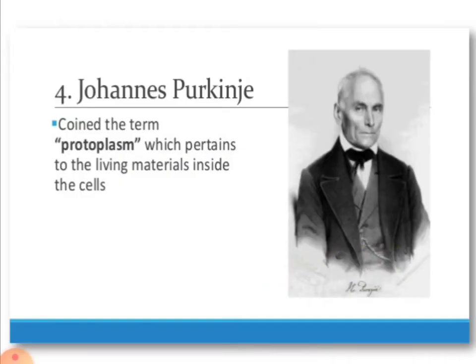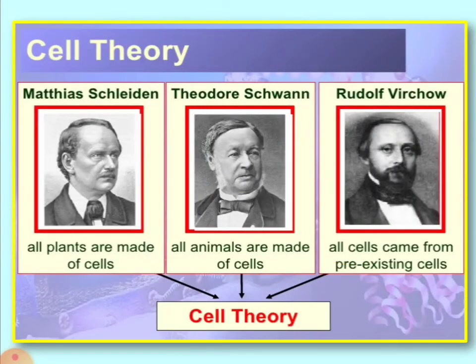Later on, the other scientist named J.E. Purkinje, in the year 1839, he was the physiologist, and yes, he named the living fluid substance which is present inside this cell as protoplasm. So yes, inside this cell you have heard about cytoplasm. So yes, one more fluid which is present in the cell is named protoplasm. So protoplasm pertains to the living materials inside these cells. So yes, Purkinje discovered the term protoplasm. He coined the term protoplasm.